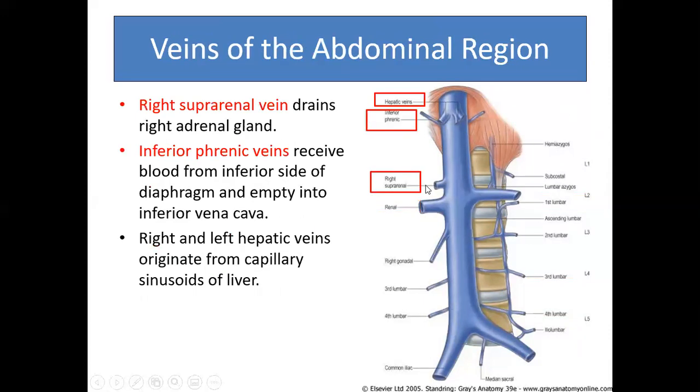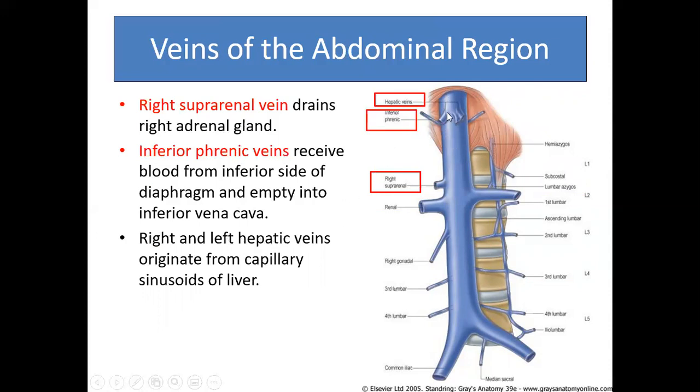And then we also have the right suprarenal vein that drains the right adrenal gland, and we also have the inferior phrenic vein. This is the inferior phrenic vein that receives blood from the inferior side of the diaphragm. So this is the diaphragm, the inferior side of the diaphragm, and it will empty into the inferior vena cava. Right and left hepatic vein.